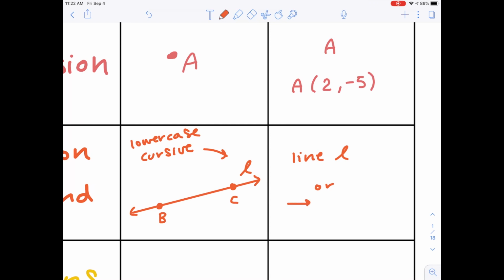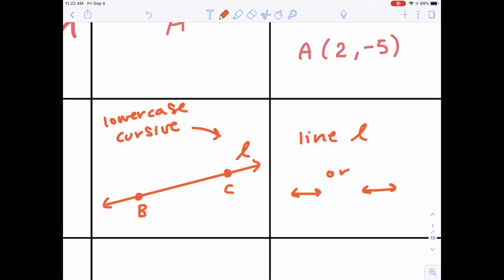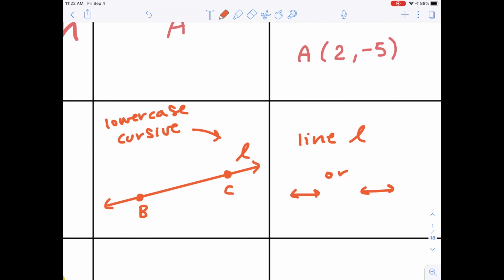Or you can use line notation, which is just a tiny little line with arrows on both ends. And then under that, you put the different points that are on the line. So you could say line BC, or since they go forever and ever in both directions, you can also swap them around and call it line CB, and it's referring to the same line.